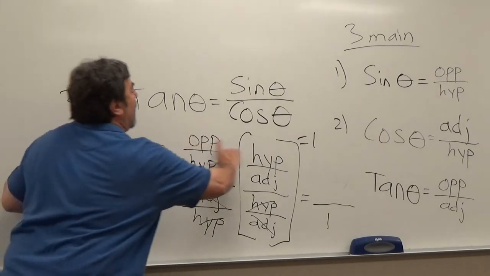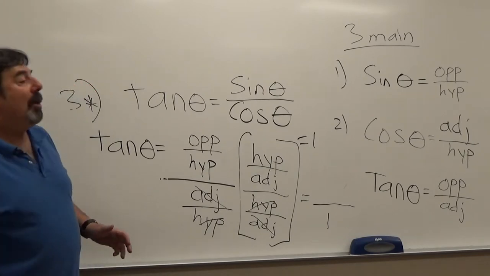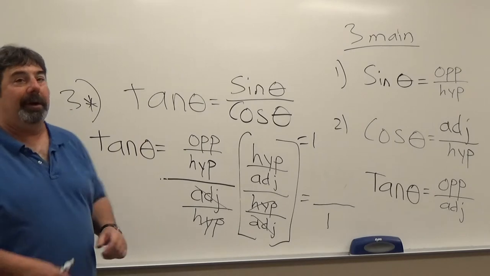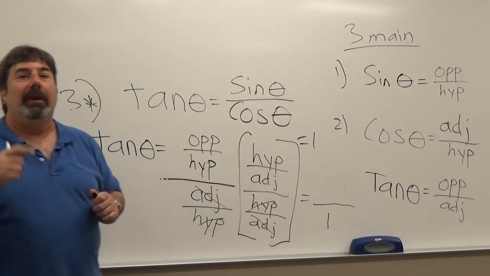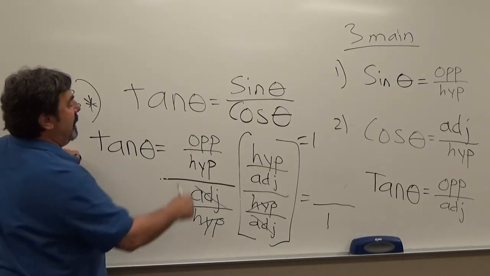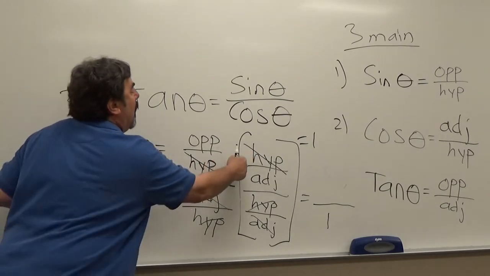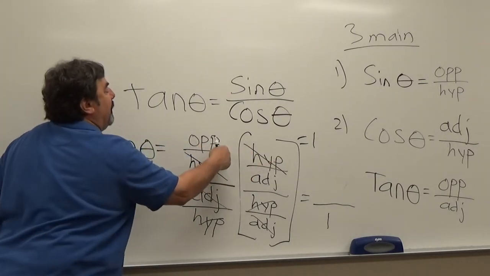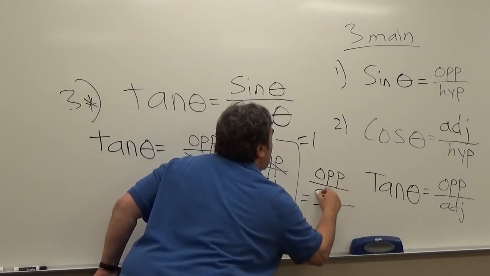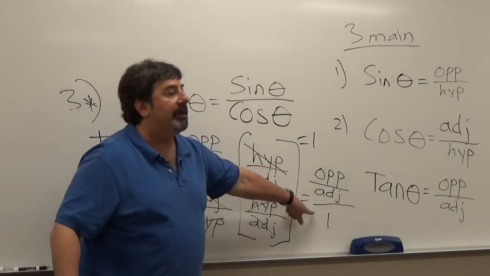Now, up top, when I multiply these two fractions times each other, can anybody see what I can cancel between the numerator and denominator? Anybody? James? You can cancel the hypotenuse from the top of the right and the bottom of the left. Very good. Yeah, I can cancel these hypotenuses. Anything over itself is 1. Now I'm left with the opposite over the adjacent. Opposite over adjacent. Okay? And anything over 1 is itself.